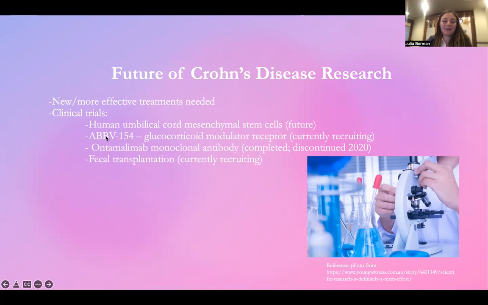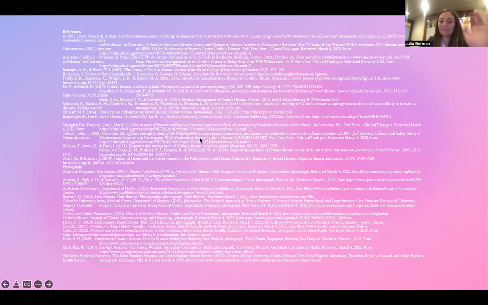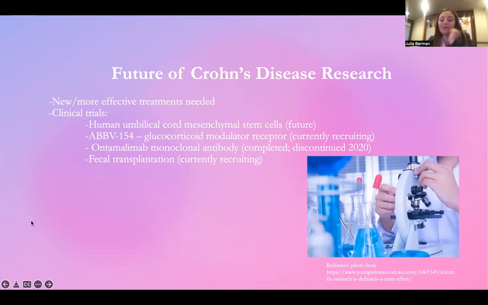And then also there is the drug ABBV-154, which is a glucocorticoid receptor modulator, which is currently recruiting for this trial. It basically modulates the function of these glucocorticoids, which are involved in the inflammation present in DMD and the inflammation in Crohn's and the symptoms of Crohn's. So this can modulate the effects of these glucocorticoids and hopefully reduce the symptoms of Crohn's.